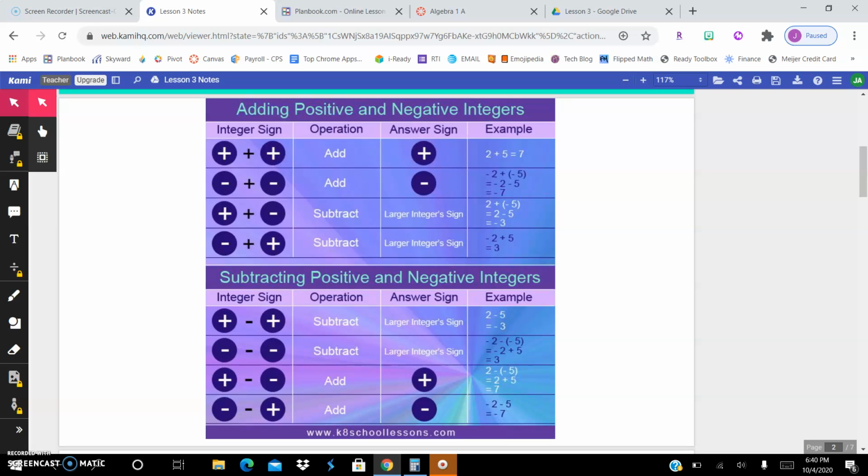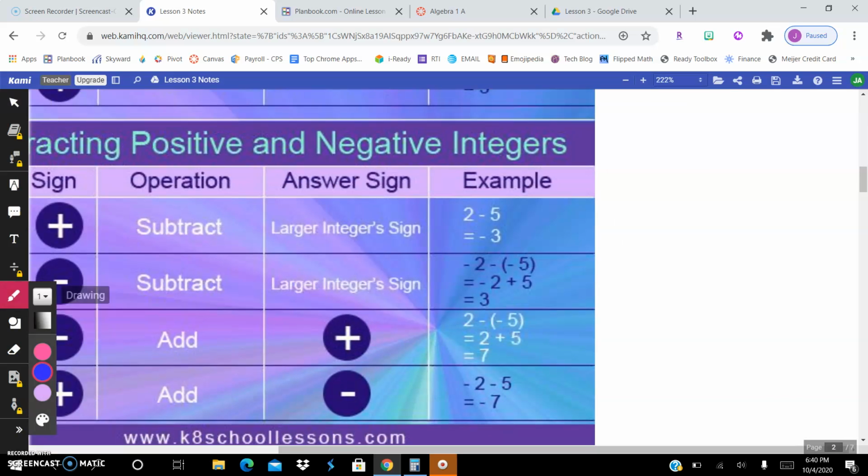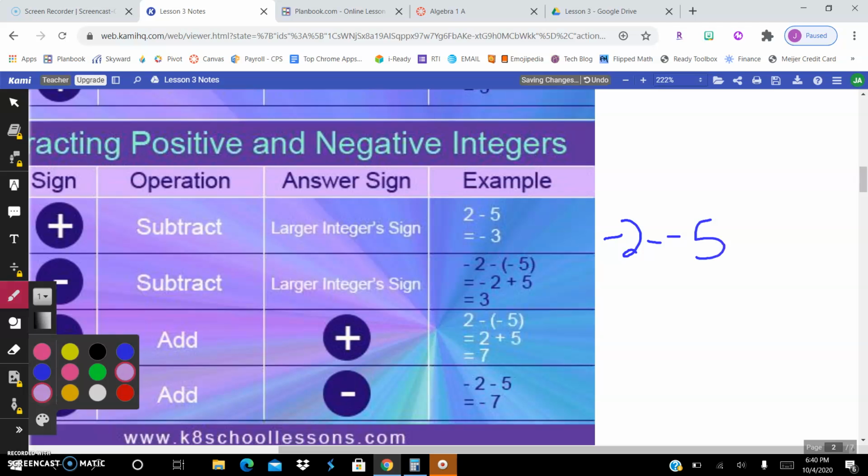Subtracting positive and negative numbers. If we're subtracting two positive numbers, we just subtract, and whatever the larger number is, the sign of that gets transferred to our answer. If we're subtracting two negative numbers, for instance, if we had negative 2 minus a negative 5, when you have two negatives in the middle, that turns to a positive. You're going to add there.